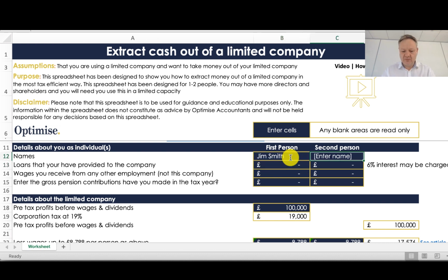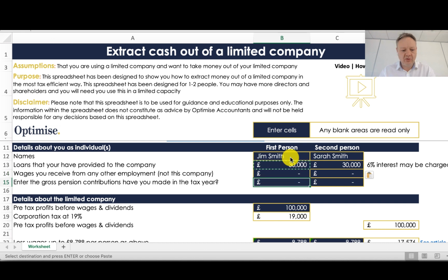And let's imagine that we've got Sarah Smith, who we're also considering. Now, typically this is used as husband and wife, hence the same surname. Now, you're most likely to have put money into a limited company. Let's imagine that you've put in £30,000 each. And this is really important because it will help you to understand what tax-free income you can get. I'll go through that in a little while.